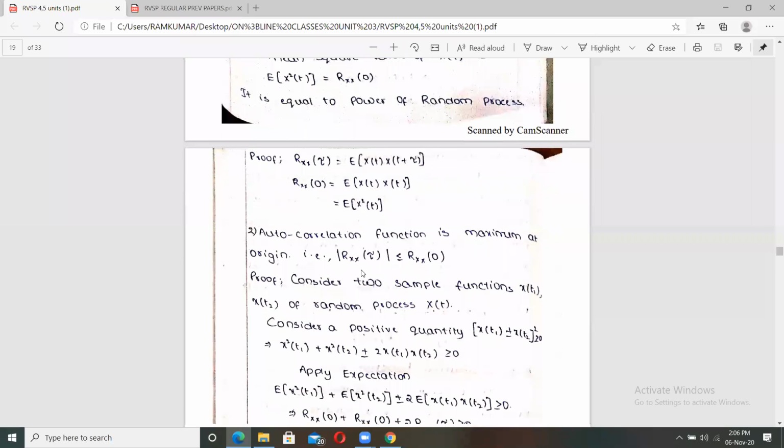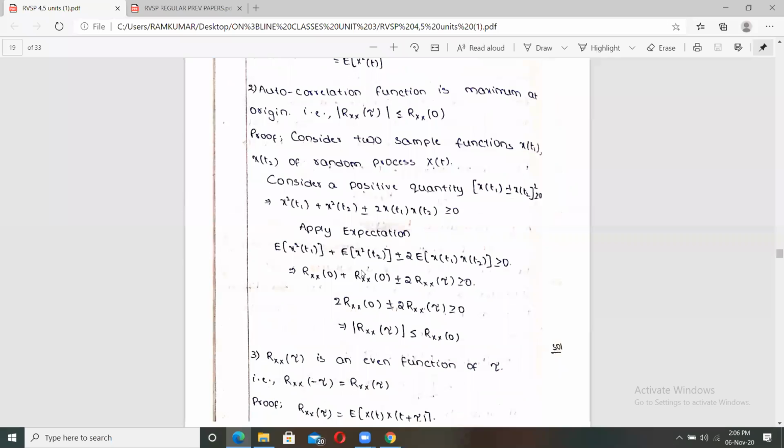Coming to the next property, the autocorrelation function is maximum at the origin. Origin means tau is equal to 0, which is the maximum value. Modulus of R of tau is less than or equal to R of 0. He has given some proof regarding this property. He assumed some equation and applied it, and we finally proved this second property also.